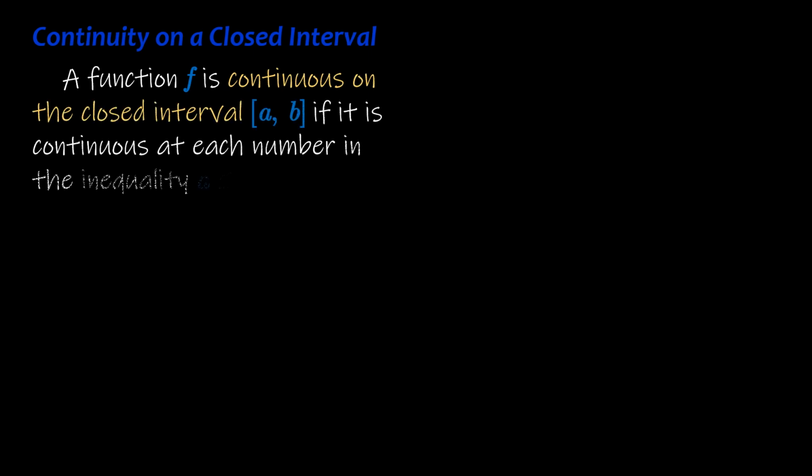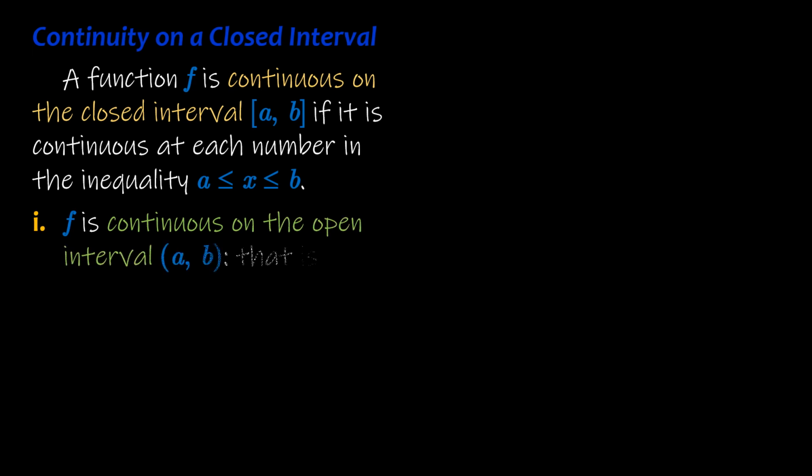Continuity on a closed interval. A function f is continuous on the closed interval [a, b] if it is continuous at each number in the inequality a ≤ x ≤ b. The following conditions must be satisfied. First, f is continuous on the open interval (a, b), that is, the limit of f of x, as x approaches c, equals f of c at every c in (a, b).